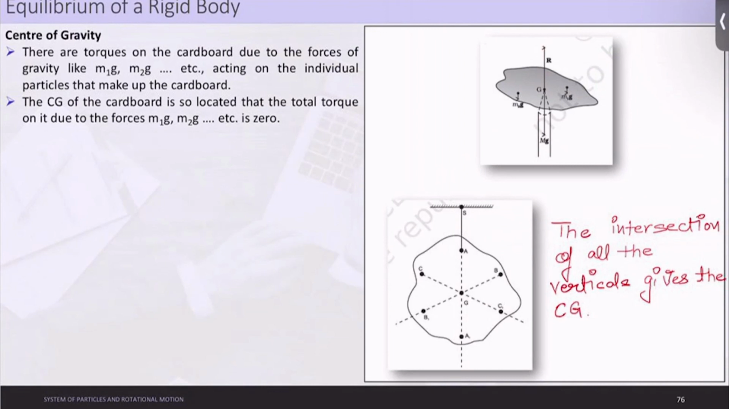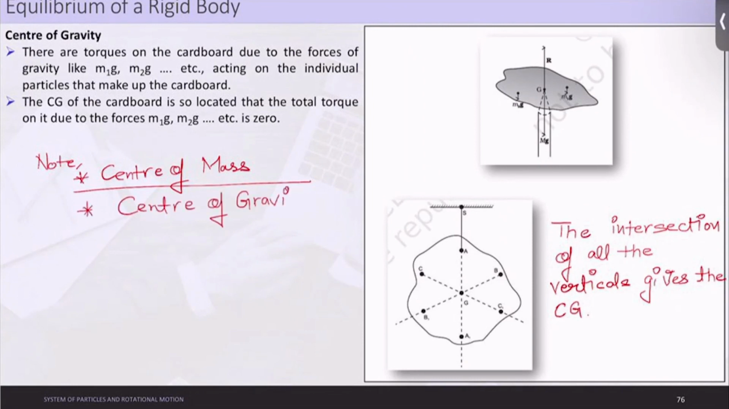So that is one thing. Okay. Now, one note I need to inform you. There was a concept we understood at the start of our lecture series, which was center of mass. And here we understood another concept, which is center of gravity. Okay. So let me write this: first of all, the center of mass does not depend upon gravity. It depends only on the distribution of mass of the body.